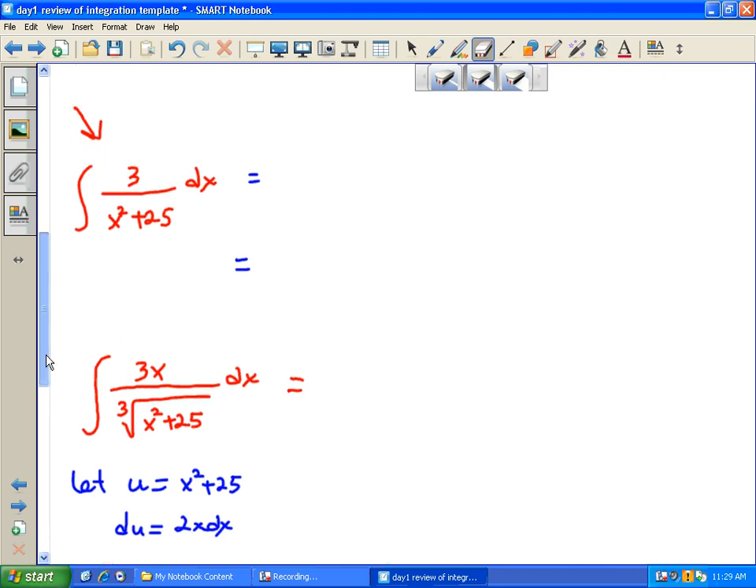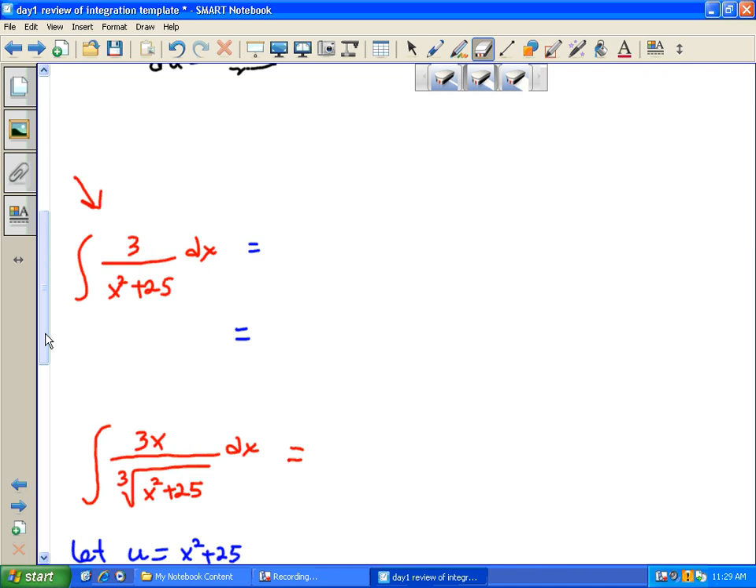Okay, so if you let u be x squared plus 25, you're going to have x dx to deal with, but there is no x on the top, right? So in this case, we cannot use u substitution. So let's think about it. Are there any formulas that we have learned that would apply here?